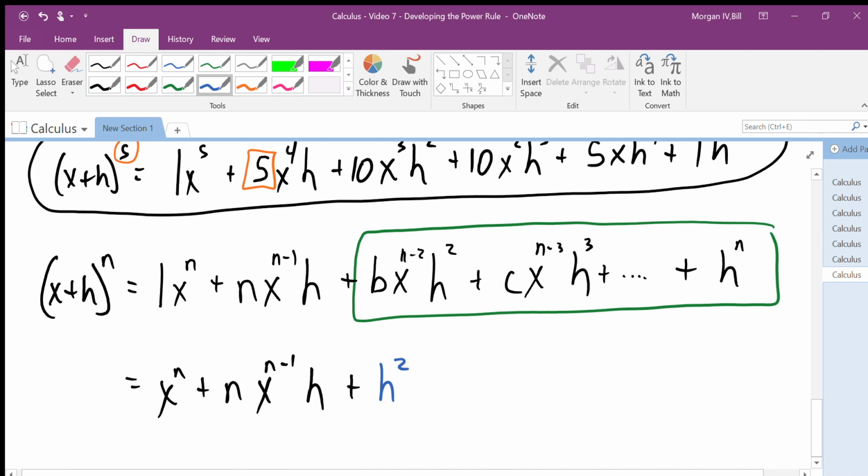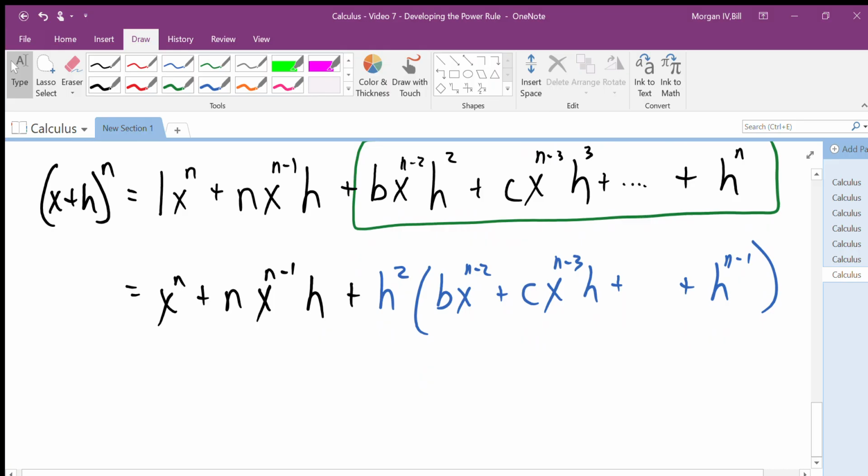I'm going to factor out an h squared. That will leave me with b x to the n minus 2 plus c x to the n minus 3 times h plus d, right, you just keep on going, plus h to the n minus 1, because I took an h out.